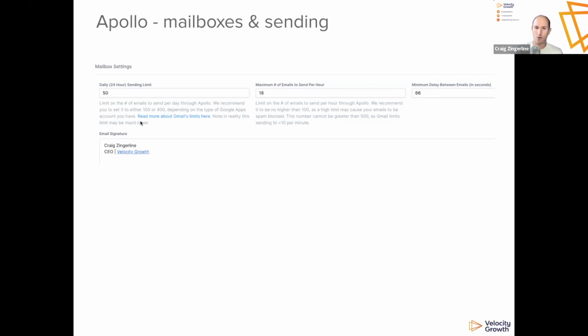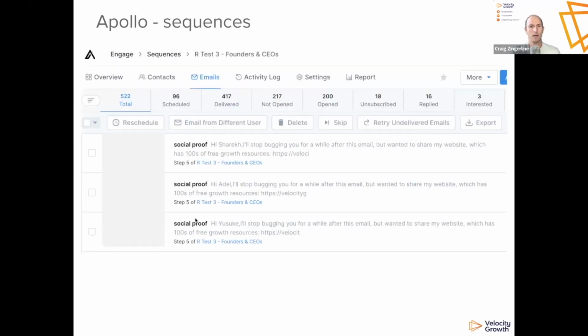Again, you can do this in other tools outside of Apollo, but Apollo makes it really, really nice, and they give you a lot of contextual help as well. And then here is an example of what the interface looks like at the sequence level. You can see here, this was a totally different campaign. I think social proof might have been the title.